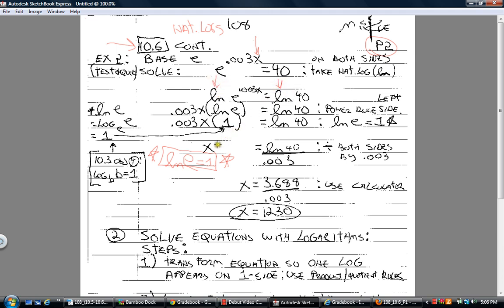Now that you've done that, just like in the last example, you've got the exponent, and that comes down by the power rule to the front, and that's the key step that allows you to solve these problems. That exponent gets taken down times the natural log of e equals natural log of 40. Now from here, what is the natural log of e?